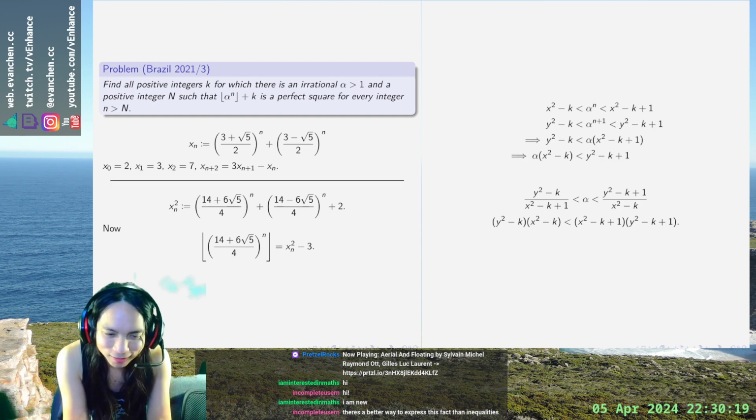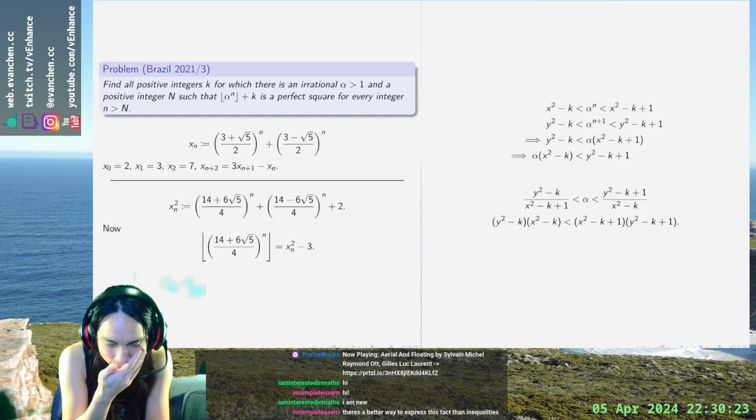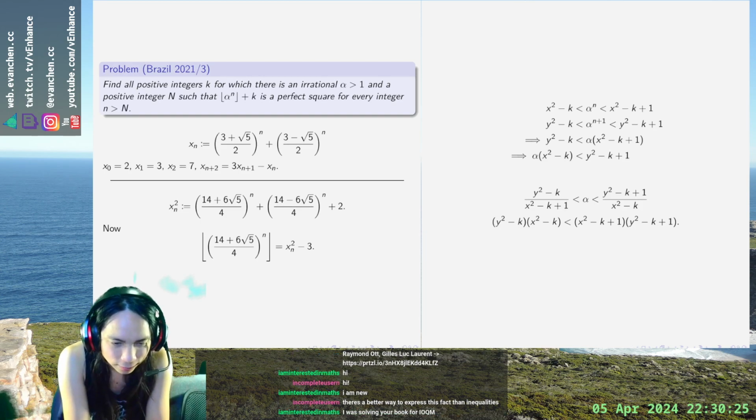Yeah, so this identity is just true. As x squared minus k and y squared minus k are both positive, this is not going to do anything.